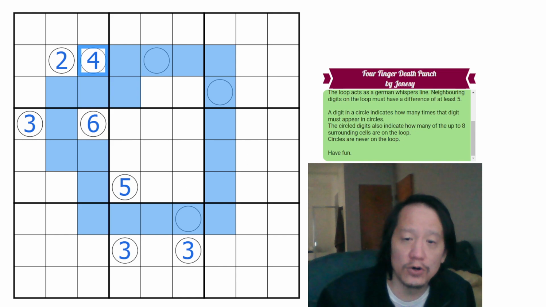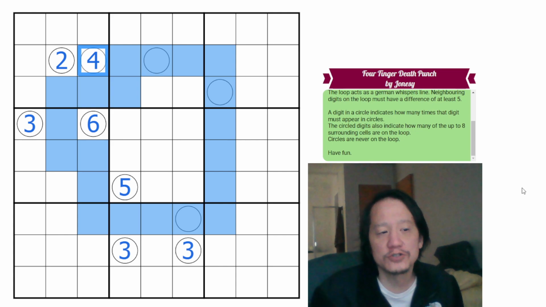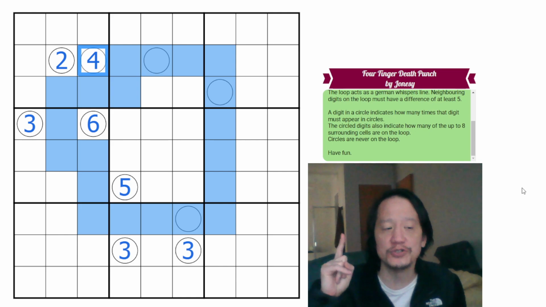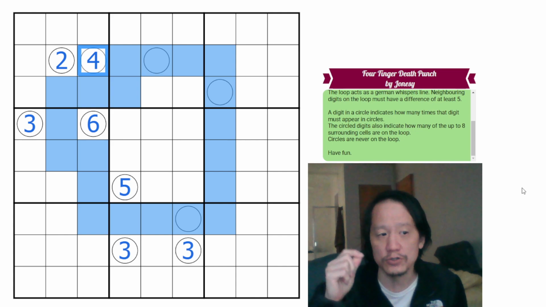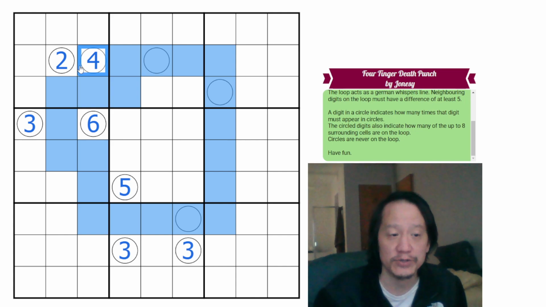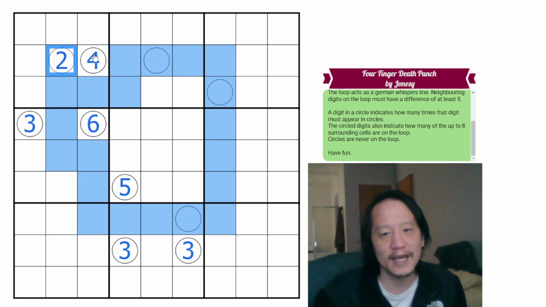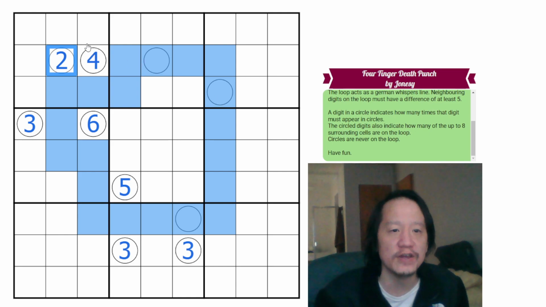Anyways, those are all the rules. If you'd like to play along, remember, the digit in the circle does double duty. It basically tells you how many of that digit appear in circles. So this says there are two twos that appear in circles. And in addition, it says how many of the surrounding 8 cells of the circle are on the loop. So this says that 2 of the 8 surrounding cells are on the loop.